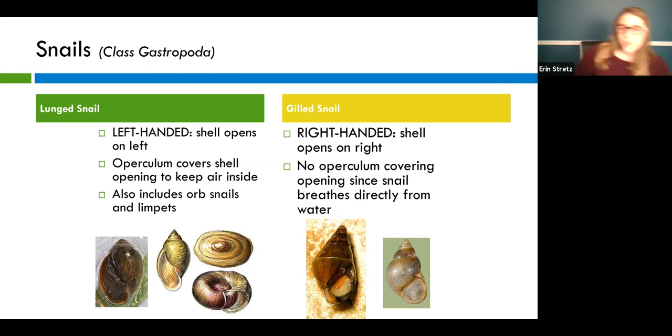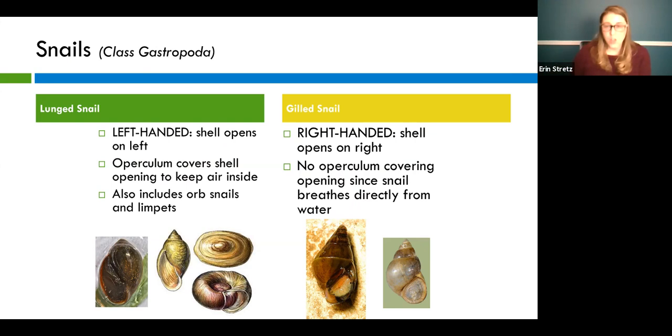Snails, we're classifying into two different categories. We're still at the class level, very high level, but we do want to pull out the lunged snails from the gilled snails. So you might infer from this that the gilled snails, because they are gilled and breathing underwater, have a lower pollution tolerance value than the lunged snails. So they are quicker to die off under polluted circumstances. So we want to make sure that we're classifying these differently.